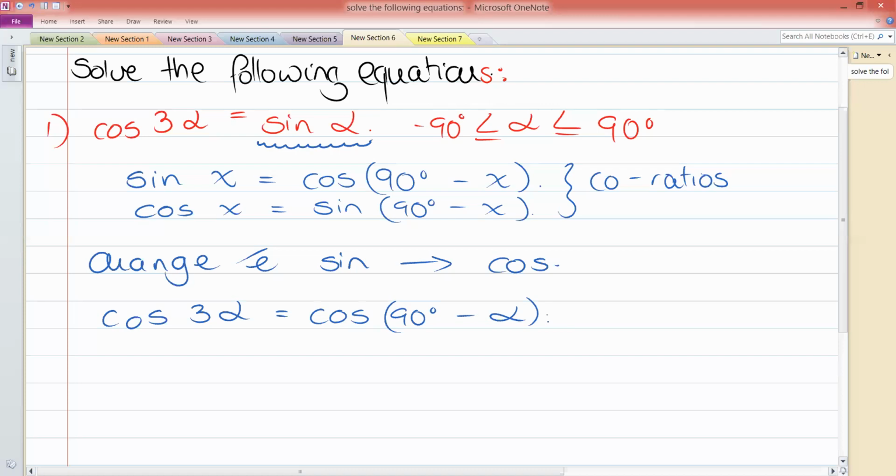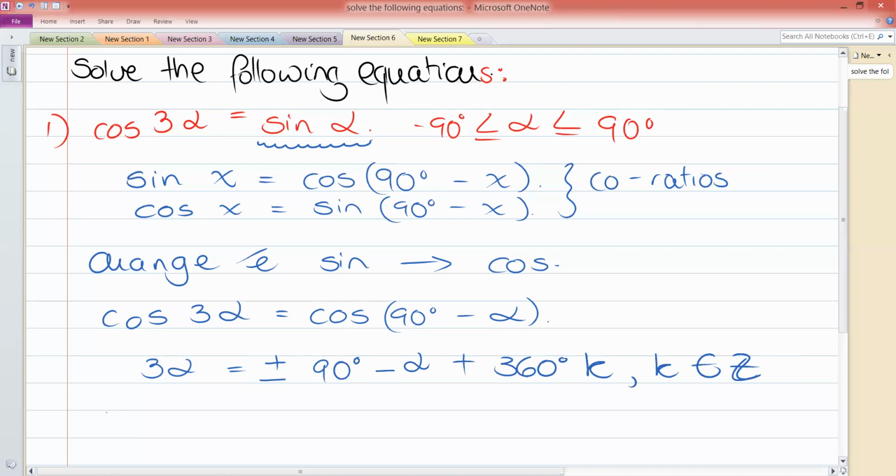As soon as you do your inverse cos to both sides, what you're going to get is 3 alpha. Remember, you get how many general solutions for trig? You get 2. One is positive, the other is negative: 3 alpha equals plus or minus 90 degrees minus alpha plus 360 degrees k, k being an integer. So that's the first step. What did we do? Inverse cos both sides. As soon as you do that, you get your plus and your minus for cos.